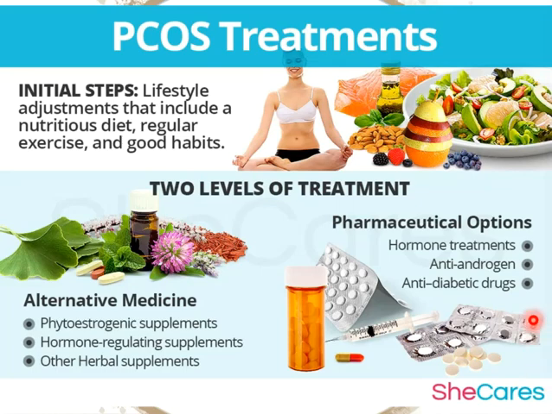These are the other steps, like lifestyle adjustments where you can have a nutritious diet, regular exercise and good habits. And some people also opt for alternative therapy like hormone related supplements, herbal supplements, or you can also go for hormone treatments or anti-androgen or anti-diabetic drugs. The anti-diabetic is the metformin I just talked about.